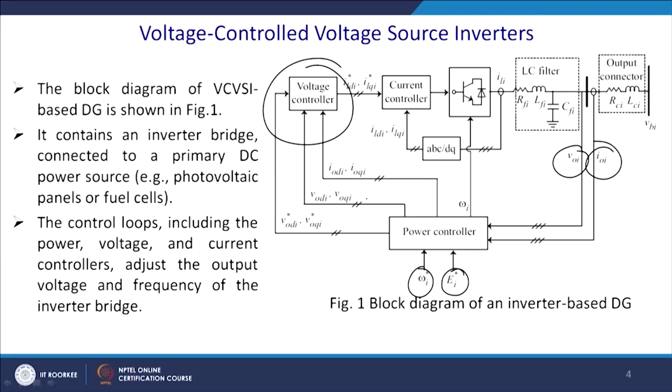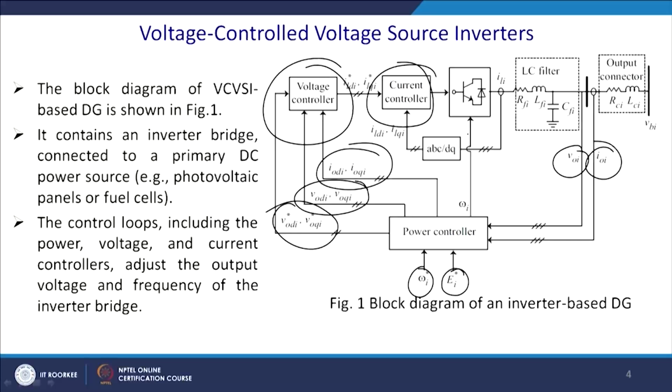Then you will also be feeding the controllers with the reference output voltage and the output voltage in the DQ frame. This is the actual VD, VQ output voltage that you are injecting into the grid or the microgrid or the point of common coupling, whatever it may be, and this is the current that you are injecting at the PCC. Accordingly the voltage controller will generate the reference for the current, that is ILD star and ILQ star, and they will feed a current controller.